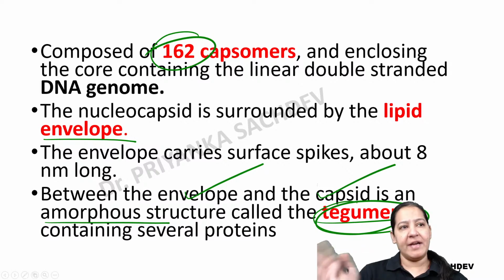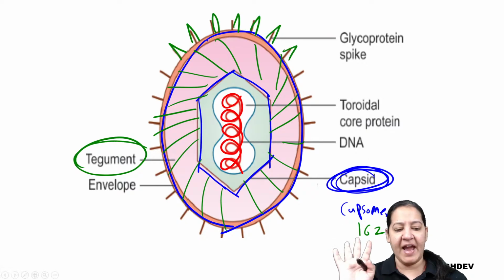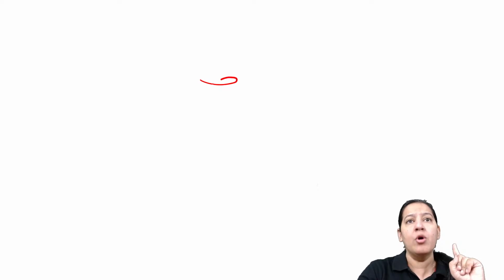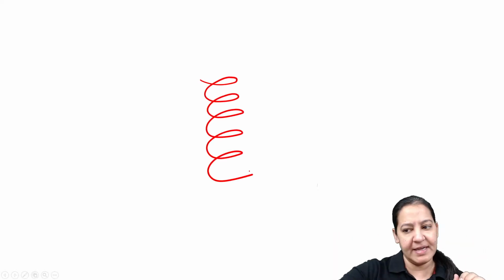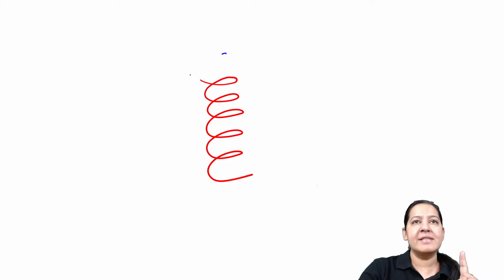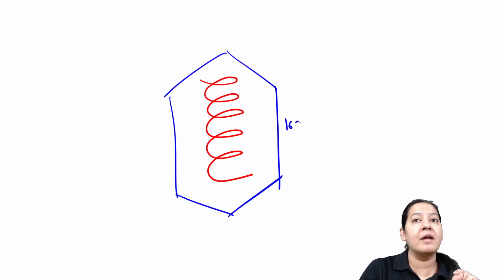So that's it. And apart from it, there are peplomers. You can see the spike-like projections on the envelope. So this is the diagram. If this diagram comes in your exam in the form of an IBQ, you should be able to identify it. So there is a double-stranded DNA at the center. It is surrounded by a capsid having 162 capsomers. Learn the number.